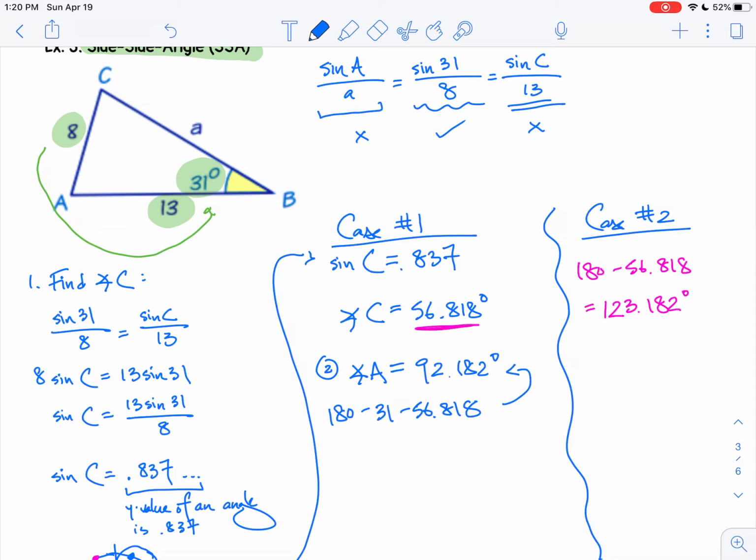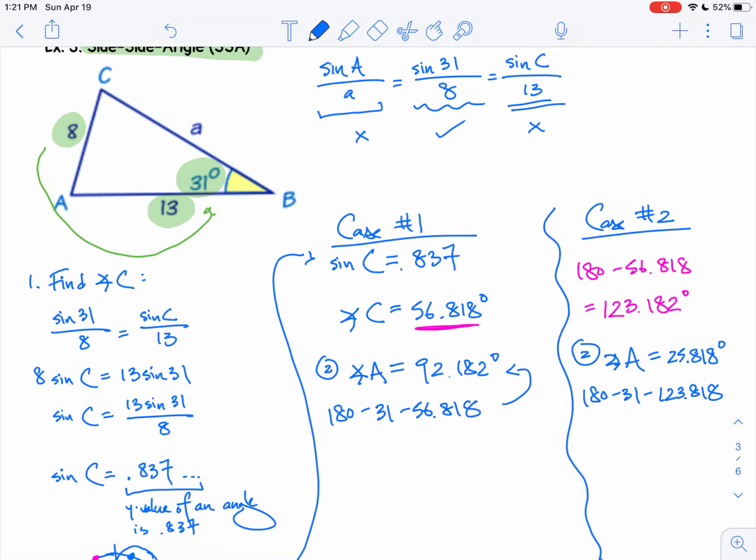Now let me try the same thing for case 2. How do I find angle A in this case? Well, I'm going to do 180 minus 31, but instead of minus 56, I'm going to do minus 123.182. And in that case, I get an angle A of 25.818 degrees. Okay, so it looks like I'm able to find 2 different triangles.